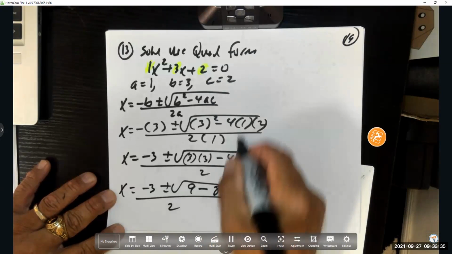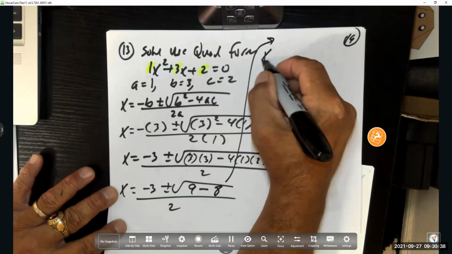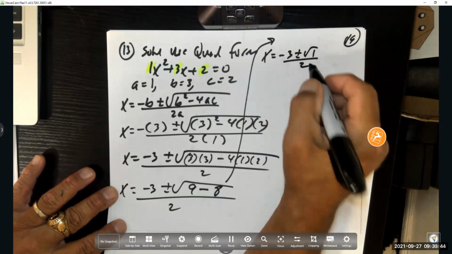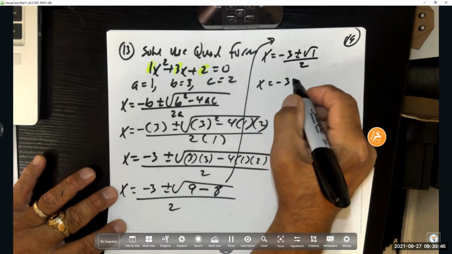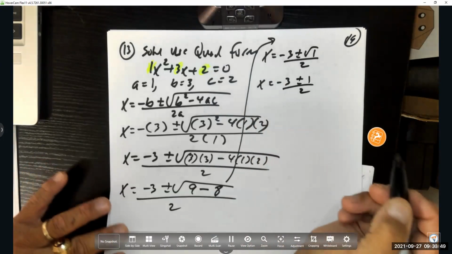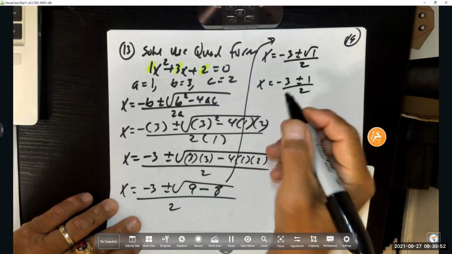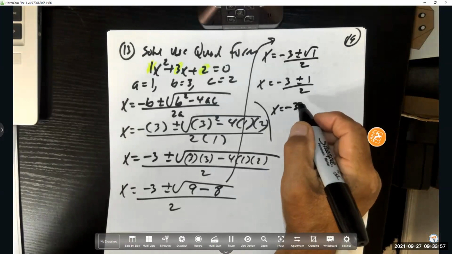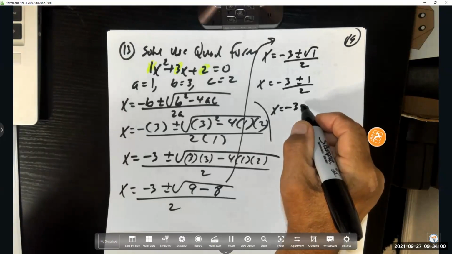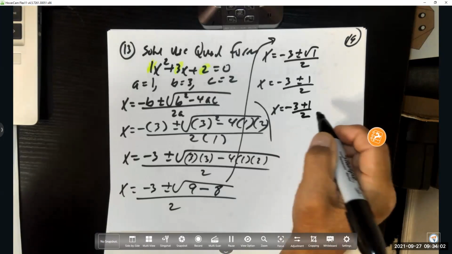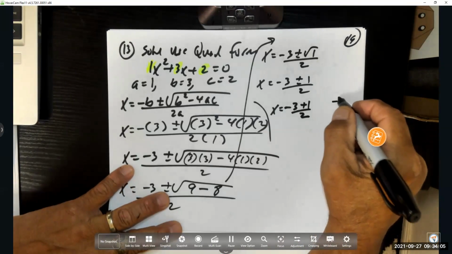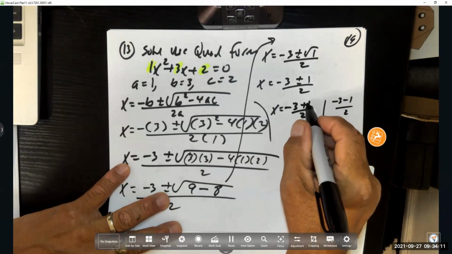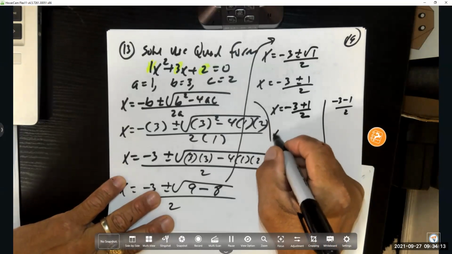So this right here, up here, it's going to be -3 plus or minus the square root of 1 over 2. So this is going to be -3 plus or minus 1 over 2. Does that make sense? I can't divide the numbers in there, so I'm just going to do it this way. I'm just going to say x equals -3 plus 1 over 2, or the other answer could be -3 minus 1 over 2. So the first one, what's -3 and a +1? What's that going to be?